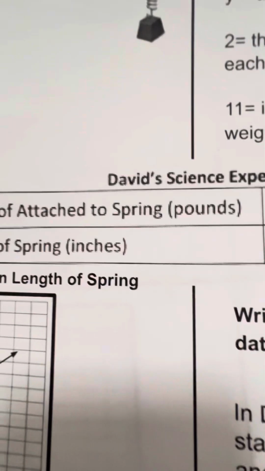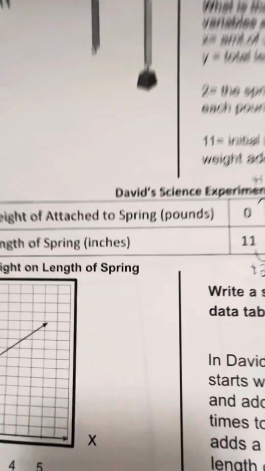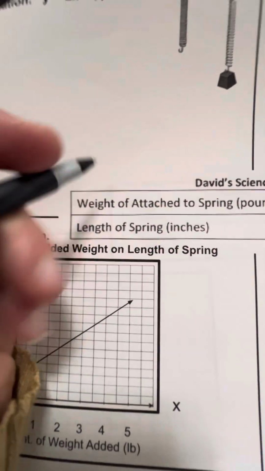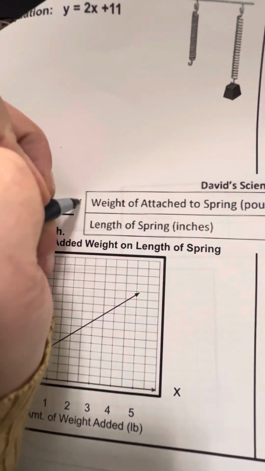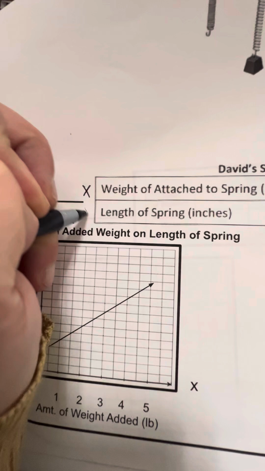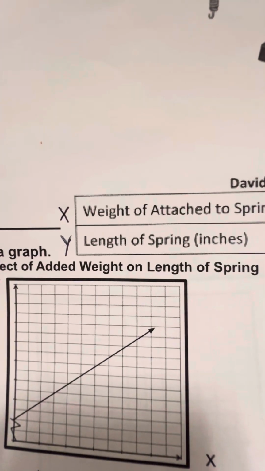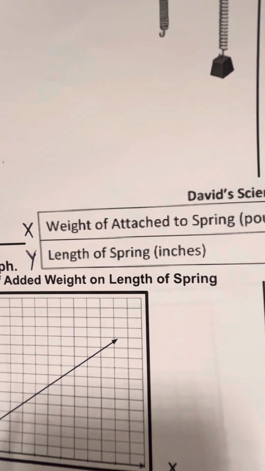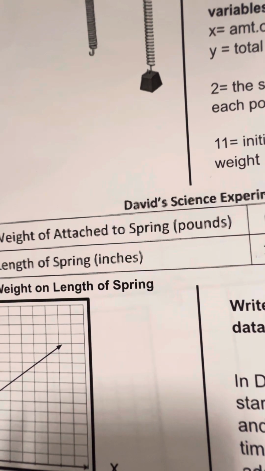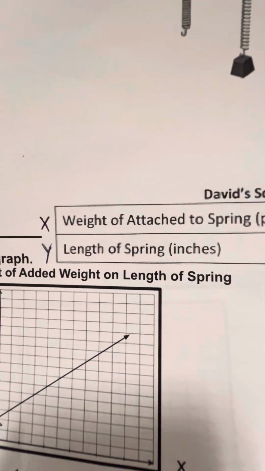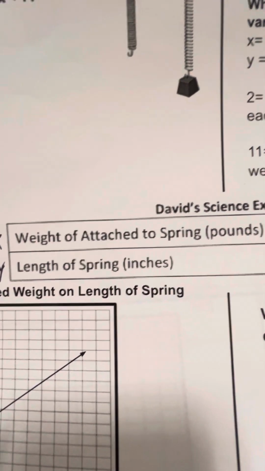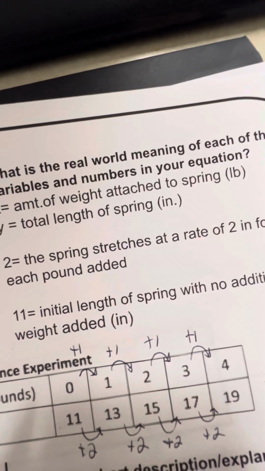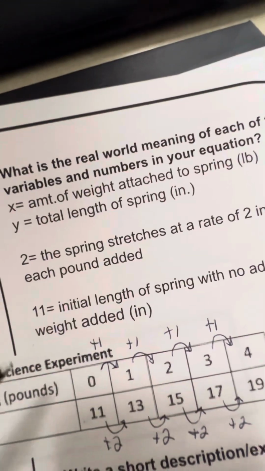Now, we have to look at what's going on with these x and y values. So if you're looking at a horizontal table like this, the x is always the top number and the y is always the bottom one. So I'm just gonna label that right here. So our x value is the weight attached to the spring in pounds. And the y value is the length of the spring, which is in inches. So you can see that that's already on here. And so we're looking at the numbers and what they mean.